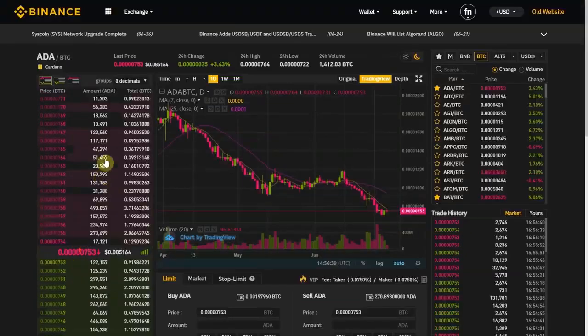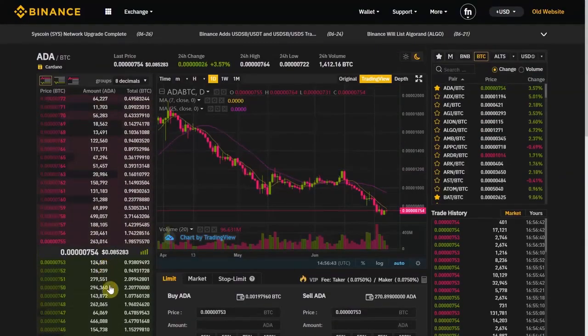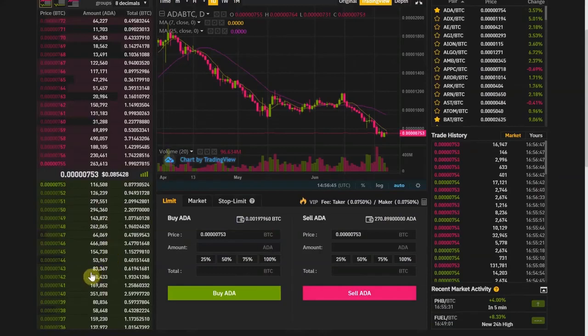On the left side, you have the order book. And the order book is basically all the orders that are placed on the market for everyone to see.